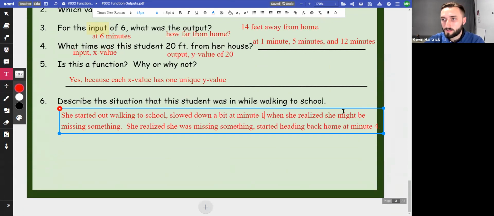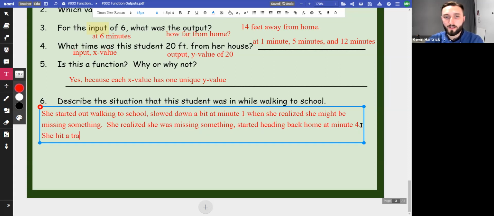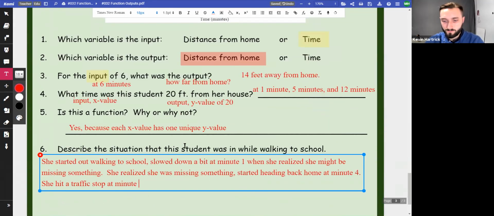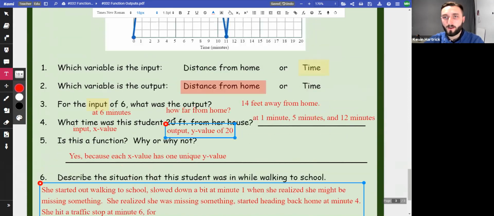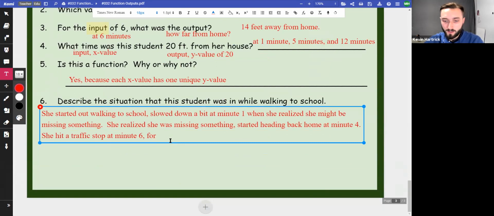Okay, so these are the inputs. We're kind of using those inputs to describe what's going on. And she realized she might be missing something. She did realize she was missing something. She started heading back in minute 4. She hit a traffic stop at minute 6 for how long? 1, 2, 3, 4 minutes. That's long traffic stops.